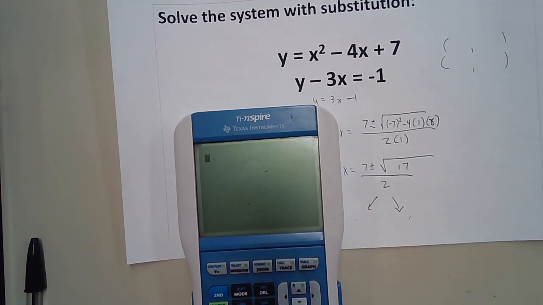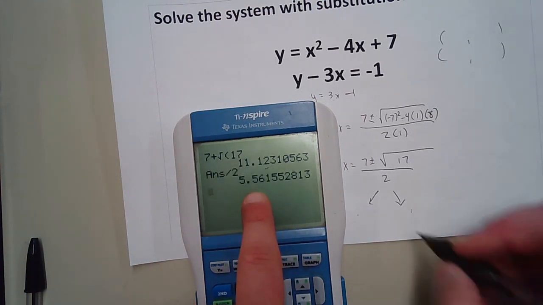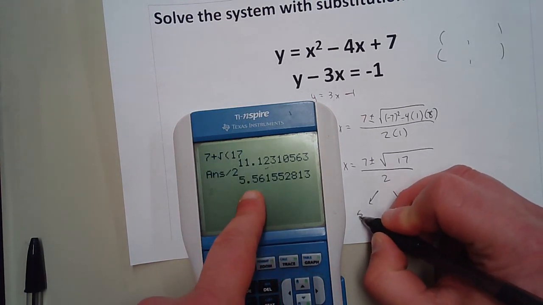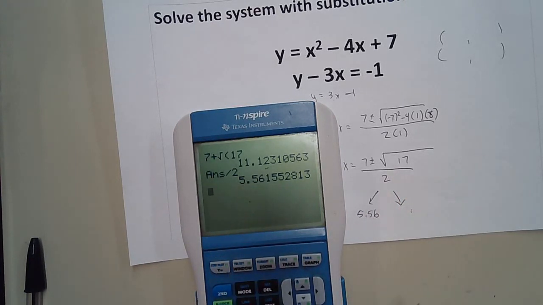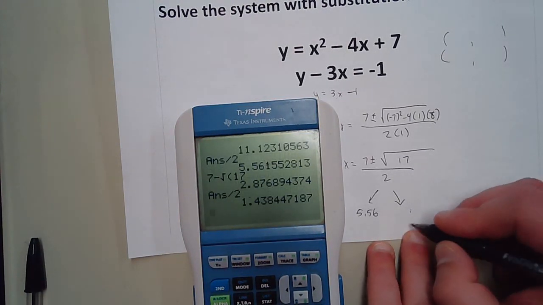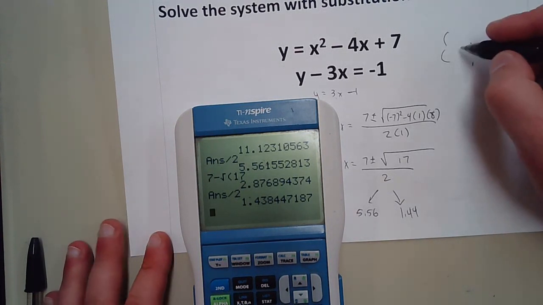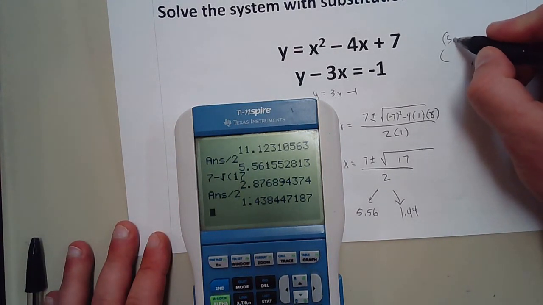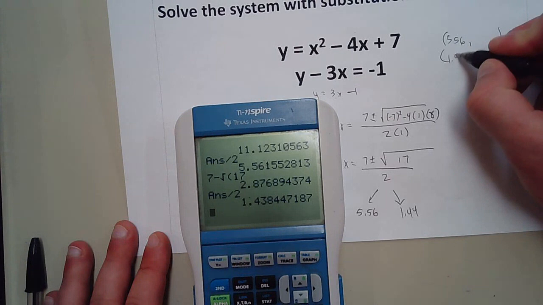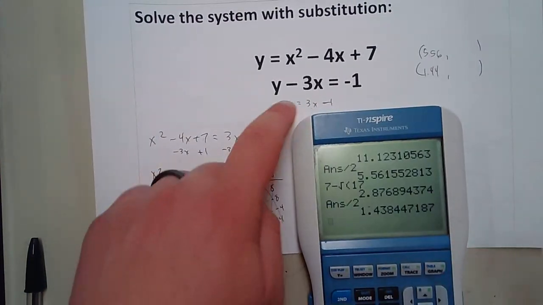Okay, so 7 plus root 17, and then divide that by 2. Let's go ahead and just go like 2 decimals. So let's go 5.56. And then if we do the subtraction, divide that by 2. So 1.44. Okay, so those are our two x value solutions. So as we're coming up with what our solutions are going to be, we got 5.56, we got 1.44. And now we just need to evaluate those to get their y values in the equation.